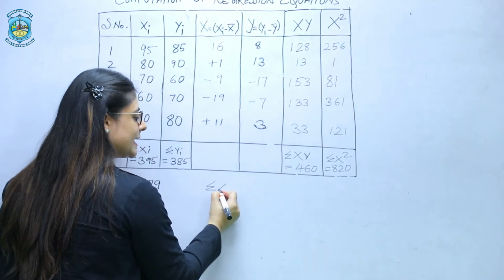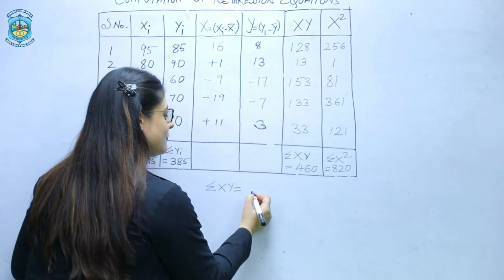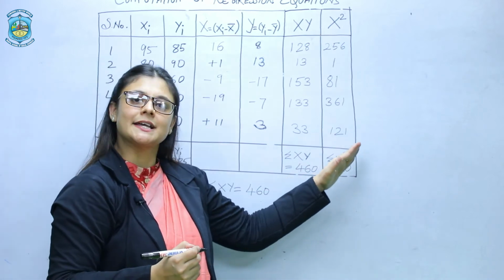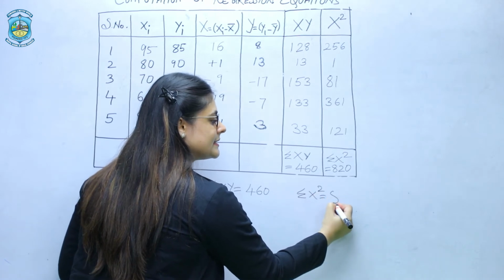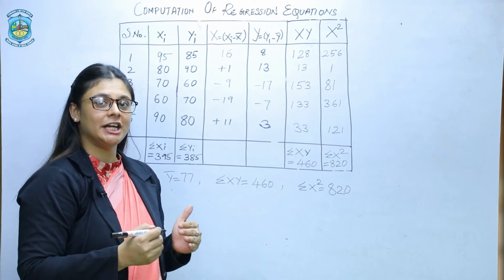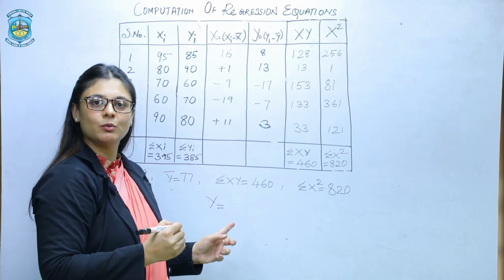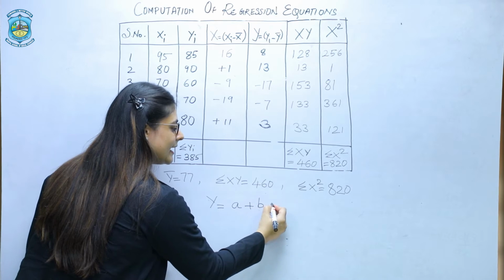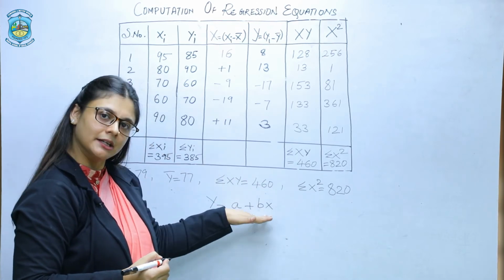Here summation xy is required, so you write down summation xy as 460, and then you require summation of x square series. So here summation of x square series is 820. Now let's recall the regression equation. Y, that is the dependent variable, is equal to a plus bx. Here we need to find out the values of a and b.